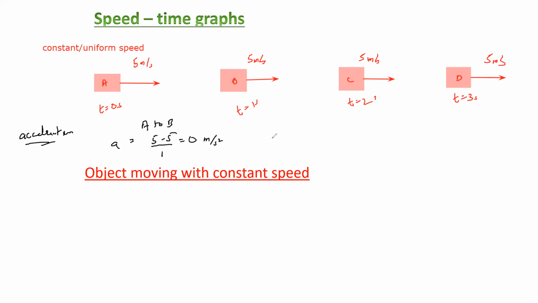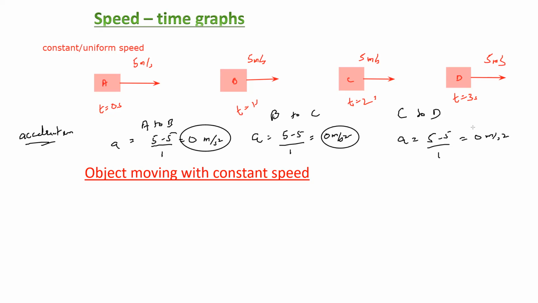If I calculate the acceleration from point B to point C, 5 minus 5 divided by time interval 1, so it will be 0 meter per second square. And from C to D, when I calculate acceleration, it will be 5 minus 5 divided by 1. So the change in velocity is 0. In all the parts the velocity does not change, there is no change in velocity. So this object is having 0 acceleration, or it is moving with a constant or uniform speed.